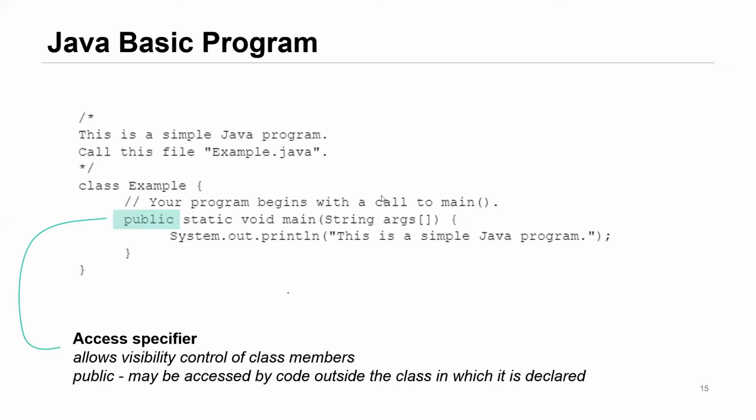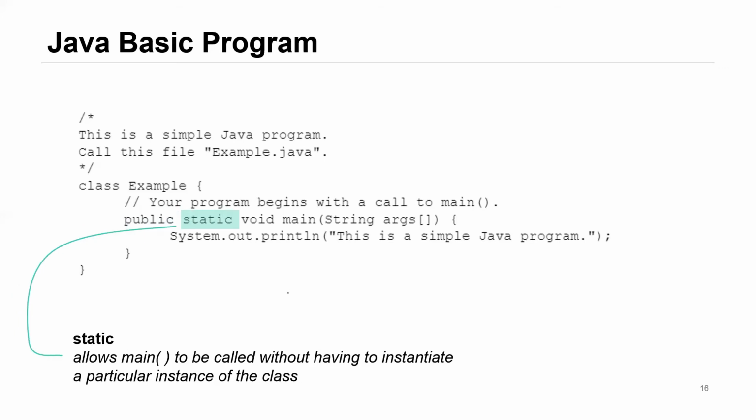The opposite of public is private, which prevents a member from being used by code defined outside of its class. So if we set a certain method to private, then it cannot be accessed by any class outside of where it is declared. Next is static. Static allows the main method to be called without having to instantiate a particular instance of the class.